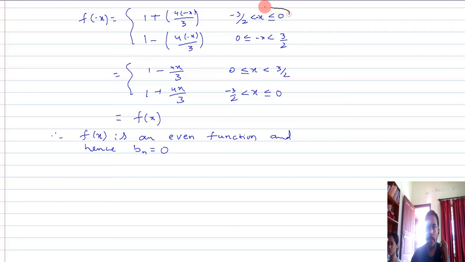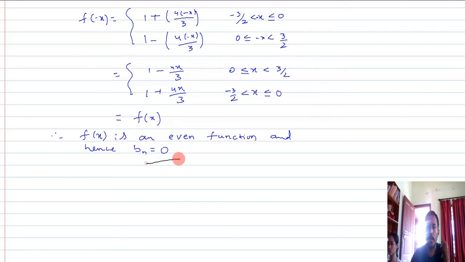But you observe this part. This is the same as 0 less than or equal to x less than or equal to 3 by 2. When you multiply throughout by a negative sign, you get minus 3 by 2 less than x less than or equal to 0. So that means the function remains as it is. If you observe carefully, this function f of minus x is the same as f of x. Therefore the function is an even function.